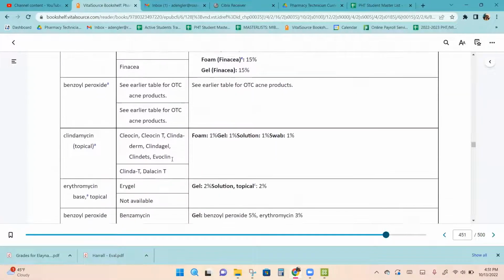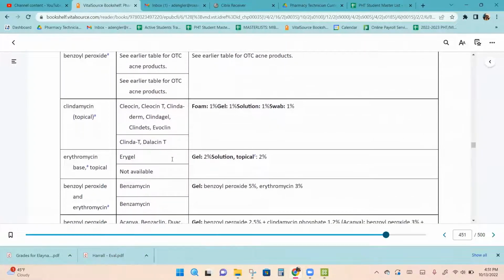Benzoyl peroxide, we just talked about that in the previous table. Clindamycin has quite a few different dosage formulations as well. So it comes in a foam, it comes in a gel, a solution, and a swab. It's available under the brand names of Cleocin, Cleocin T. So you'll see Cleocin T gel or Cleocin T solution, Clindaderm, Clindagel, Clindense, and Evoclin.